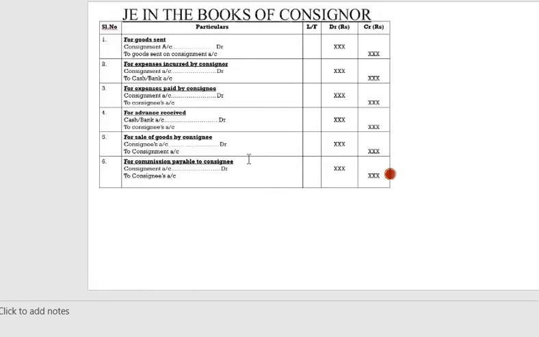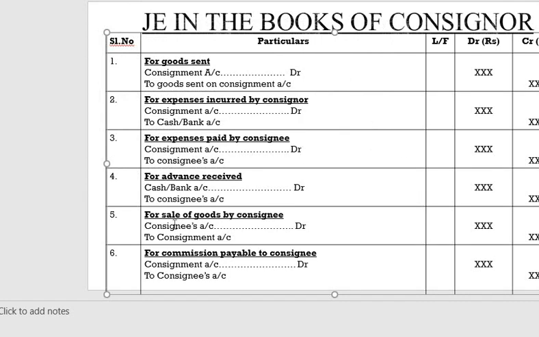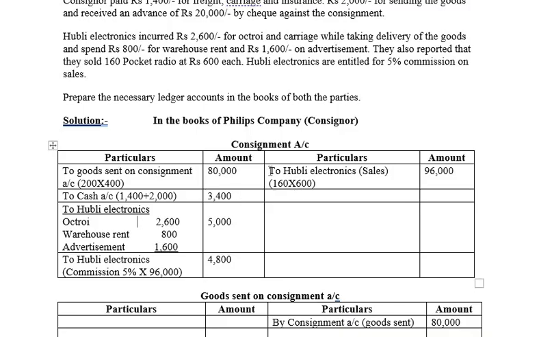If it is sales, then what is the journal entry for sale of goods by the consignee? Consignee's account debit to consignment account. So first we'll pass the second half of the journal entry, that is for sales. It means the consignment account is being credited and the consignee's account is being debited. So in the consignment account, to the credit side, to Hubli Electronics, in the bracket sales.